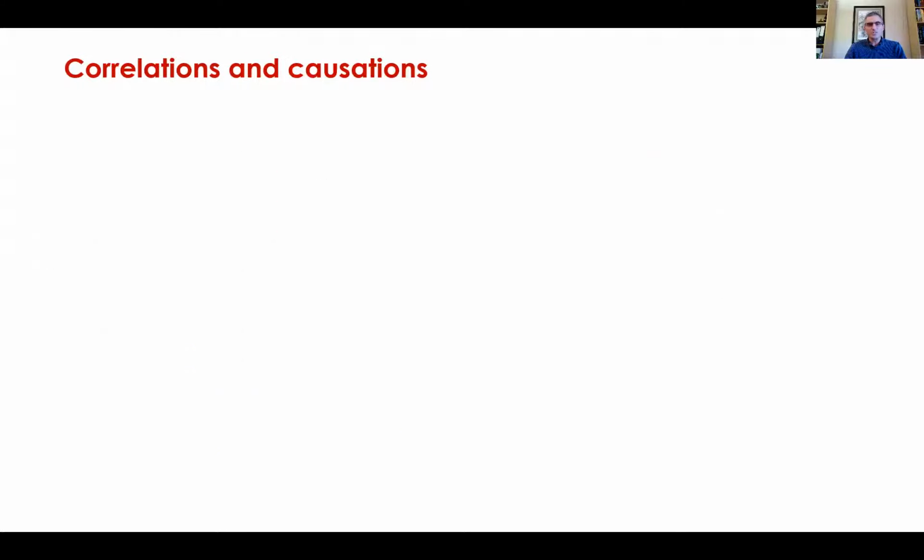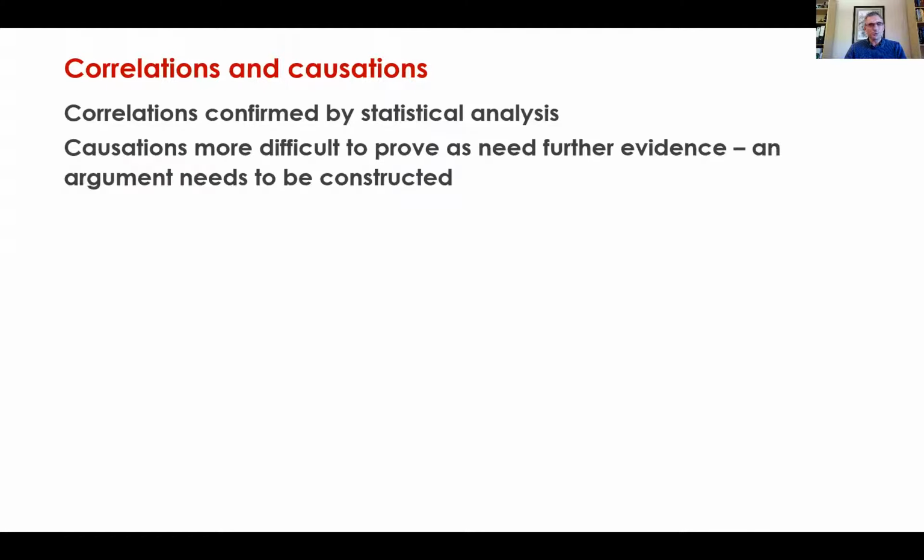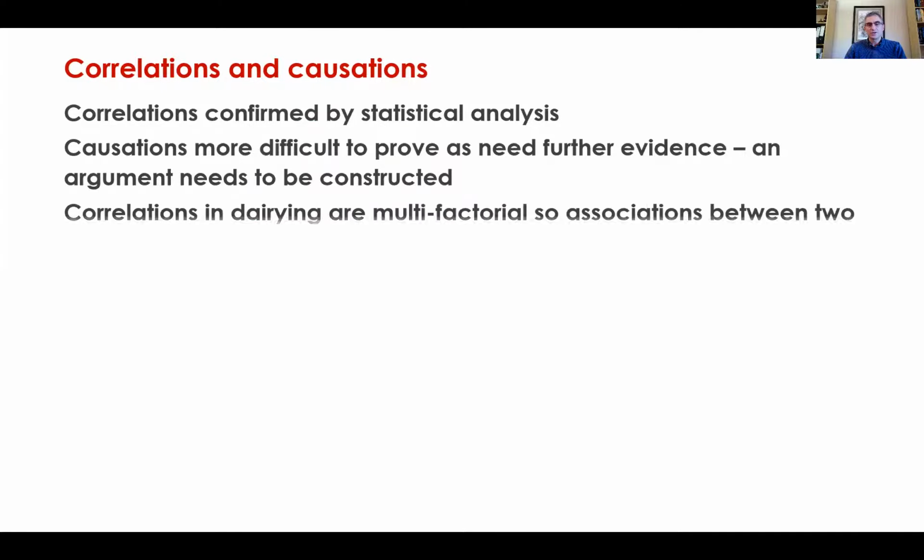I'd like to make some comments on correlations and causations. As I've just outlined, correlations or associations between 2 factors can be confirmed through statistical analysis. However, a correlation does not prove a causal link. Causation is more difficult to prove, as it requires further evidence. An argument needs to be constructed to determine the link. Correlations in data are most often multifactorial, so associations between 2 variables need to be considered carefully for other explanations, or there is a risk of drawing the wrong inferences.